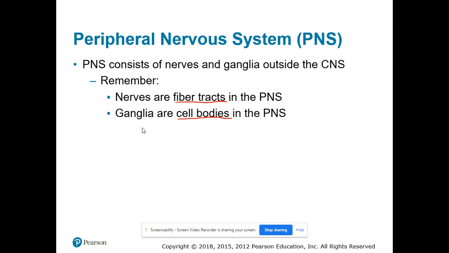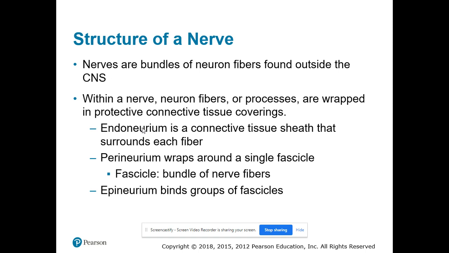So let's go over our nerves and how they are protected and what they look like. As a general review, nerves are bundles of neuron fibers. Neuron fibers, or processes, or another way you could say is your axons and your dendrites. Anything that comes off of a cell body are your processes. Again, these are found outside your CNS, so they are not your brain and they're not in your spinal cord. And these are going to be protected by connective tissue coverings.